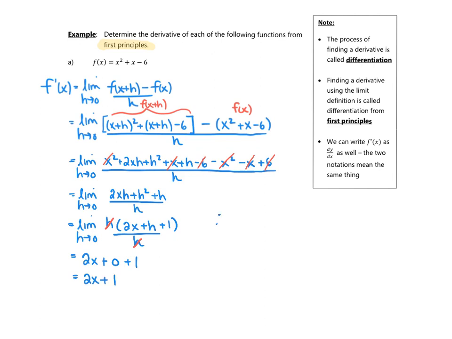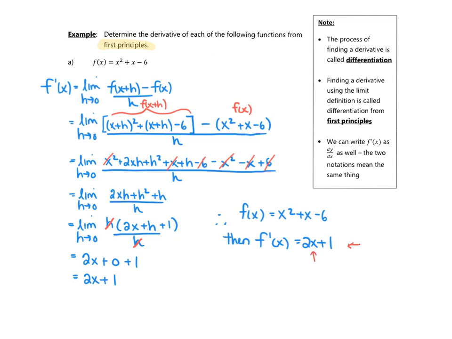Now, just to conclude, if the function is x squared plus x minus 6, then we found that the derivative is 2x plus 1. One thing I need you to notice is that the derivative is a function. This is the function that would give you the slope of the tangent line, or the instantaneous rate of change, at any value of x that you put in there.